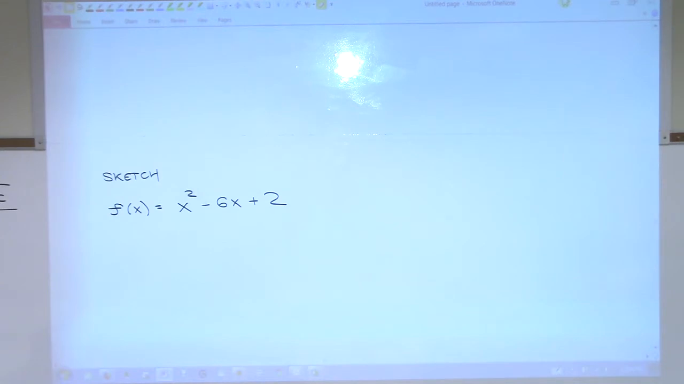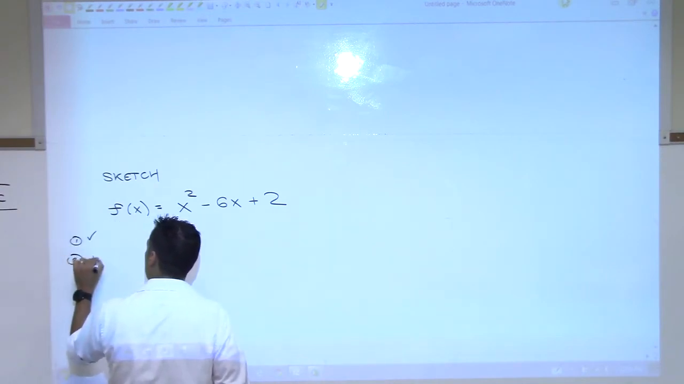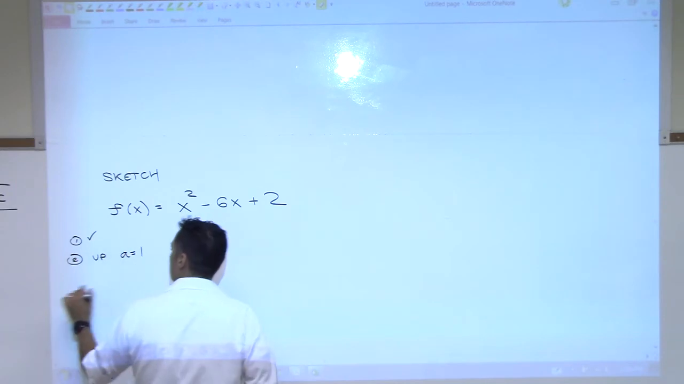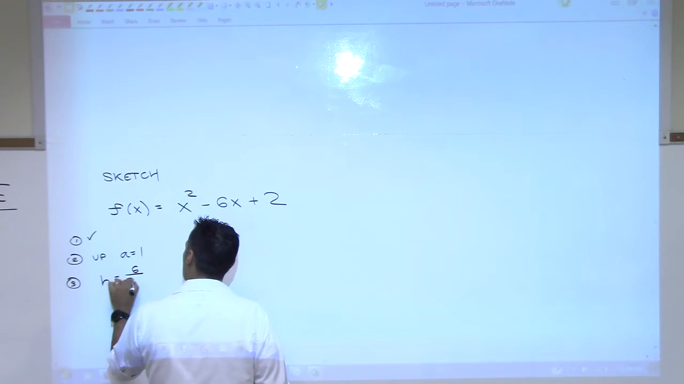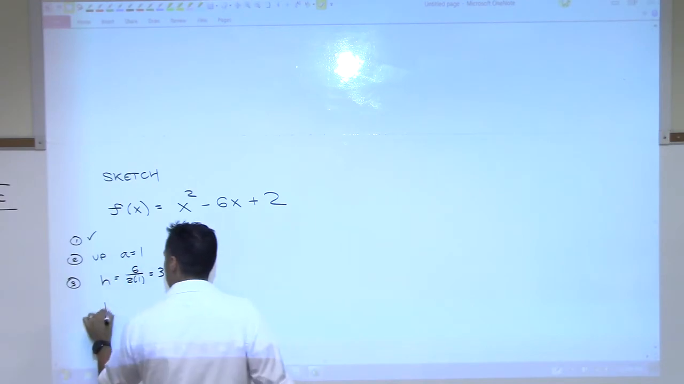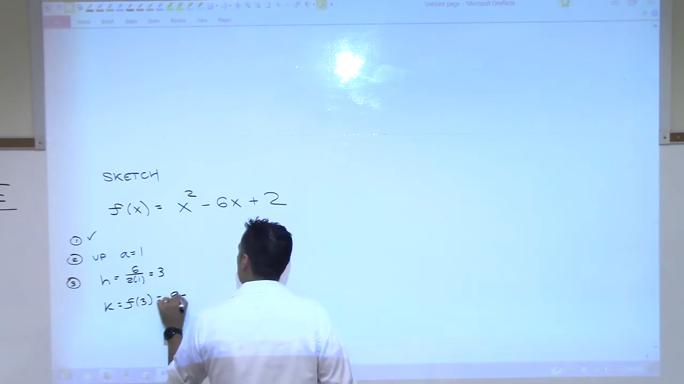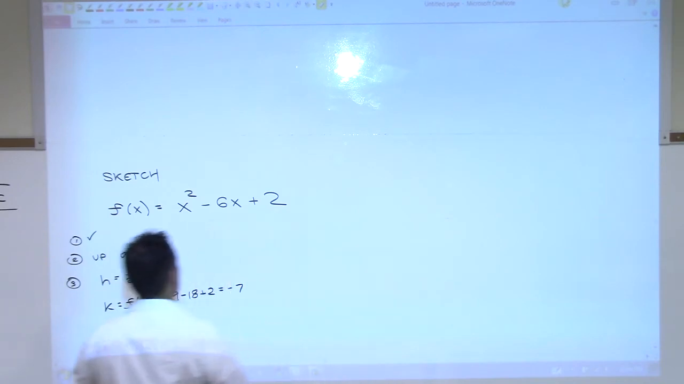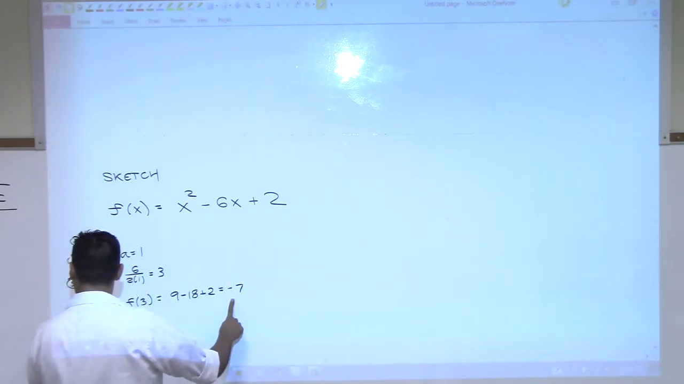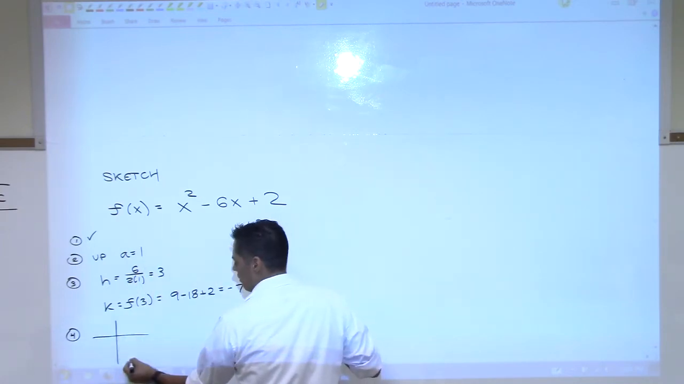Okay, I'm gonna start putting this very quickly up here. Quadratic, yes, opens up since A is 1. Third step is the vertex. K is F of 3, which equals 9 minus 18 plus 2, which is gonna be negative 7. Is that right? Negative 7. Y'all get negative 7 on that? Yes. 4. Quick sketch. We go to the right 3, down, and it opens up.